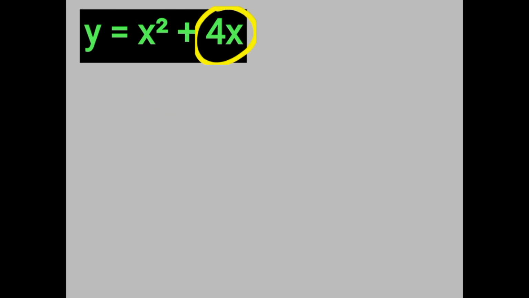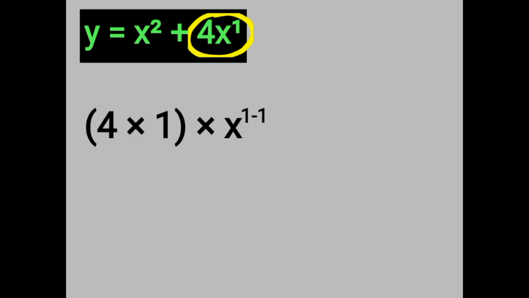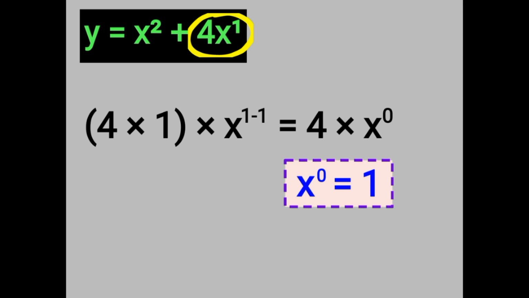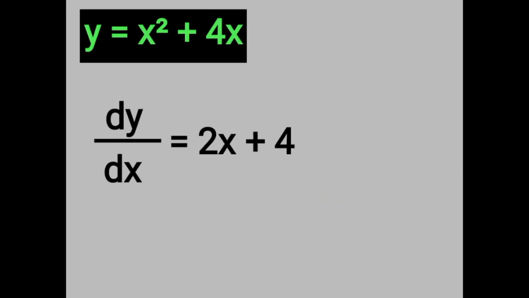Now 4x. Here the power of x is 1, so let's say 4x to the power 1. Now, to differentiate, we multiply the constant 4 by the power 1 and then subtract 1 from that power. Then, 4 times 1 times x to the power 1 minus 1 equals 4 times x to the power 0 equals 4 times 1, as x to the power 0 equals 1. Then it's 4. So, dy over dx equals 2x plus 4.